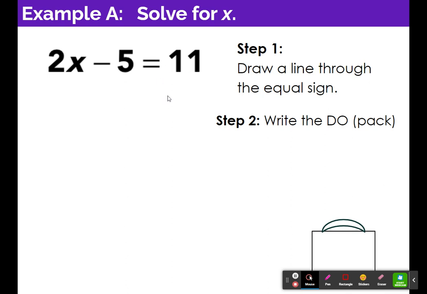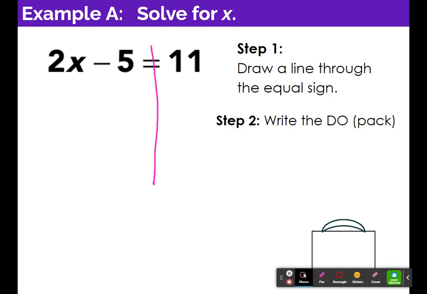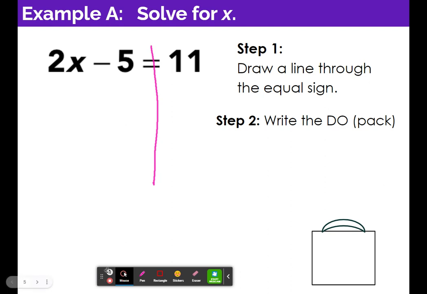So we're going to first draw a line down the middle of the equal sign. And then here's our favorite clothing, X. So we're going to see what happens to him and pack our bag. So draw a line through the equal sign, write the do. So what happened to my favorite item of clothing when I put him in the bottom? There he is. Then it got multiplied by a 2 because multiplication comes before subtraction.